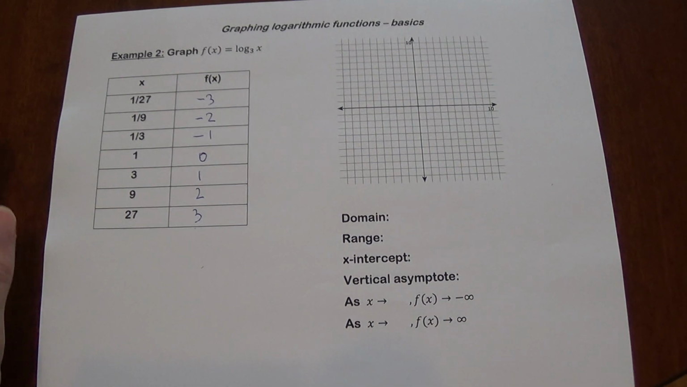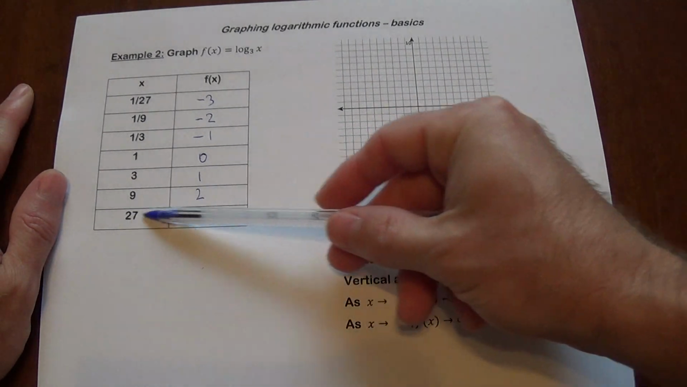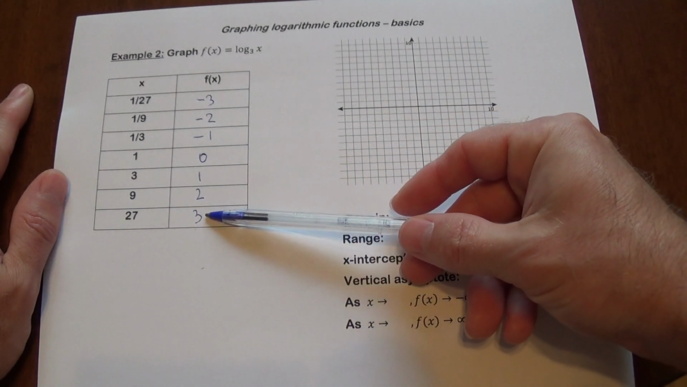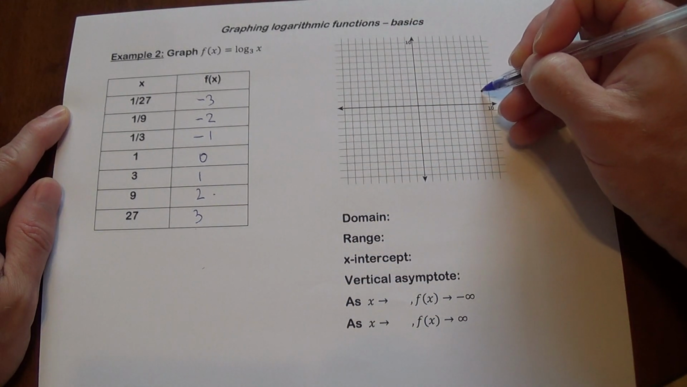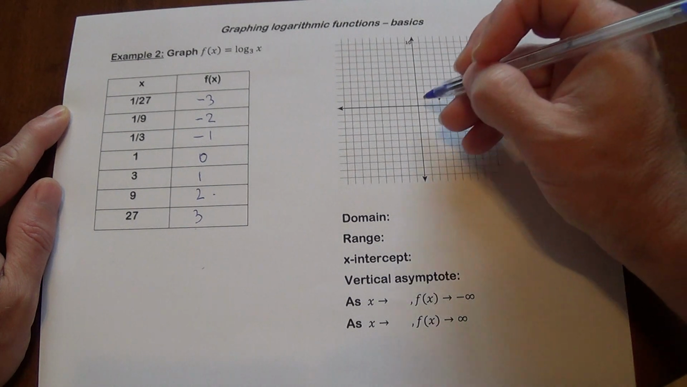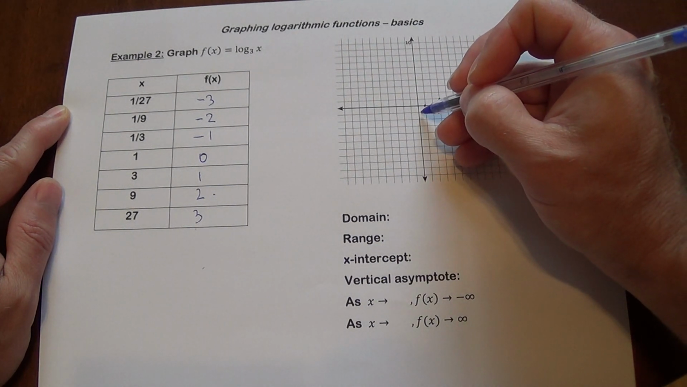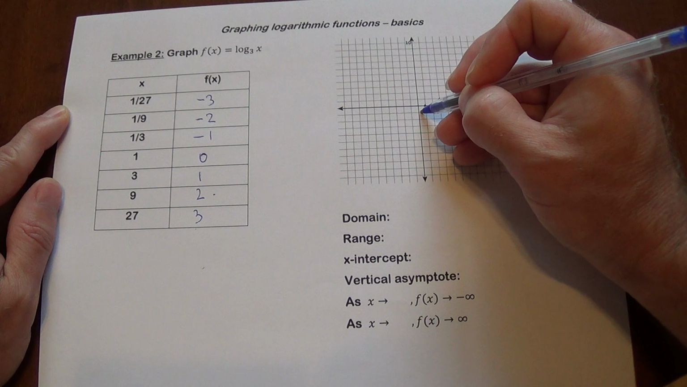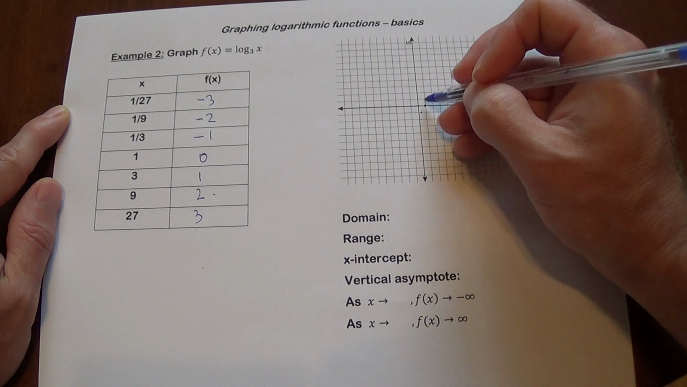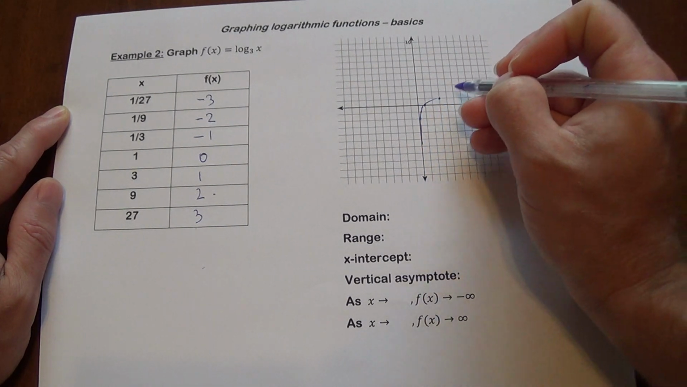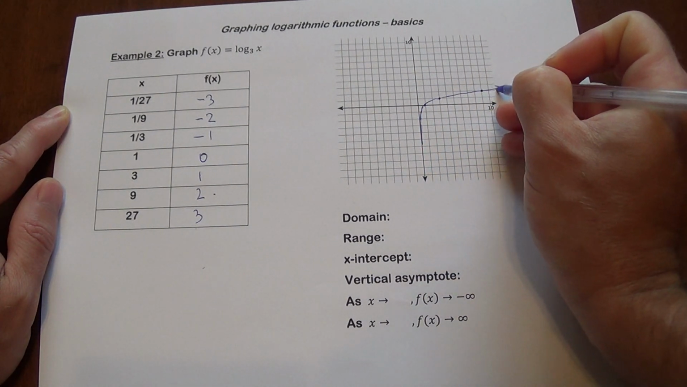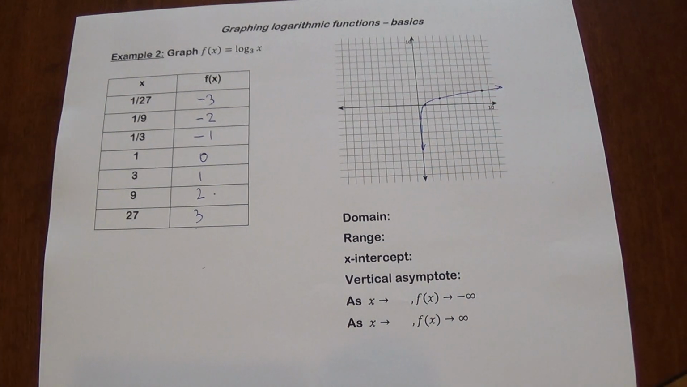Alright, we do have an issue with this point. We're not going to be able to graph (27, 3), but it's a valid point, so we'll just start with that one. So (9, 2), (3, 1), (1, 0), (1/3, negative 1), (1/9, negative 2). So it is going to get pretty tight here. And that's the graph. Again, you can see that it resembles the behavior of the graph we did just before that, so it is expected.